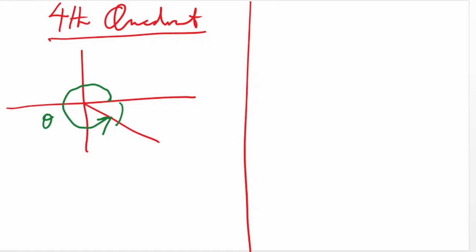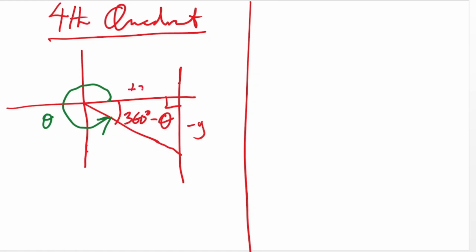So what will that be? That remaining angle is what we want to look at. Let's draw this in perfectly. We'll draw another line here, which gives us 90 degrees. So this will then be 360 degrees minus theta. And mind you, y is negative here.